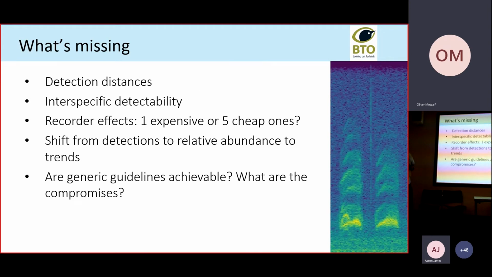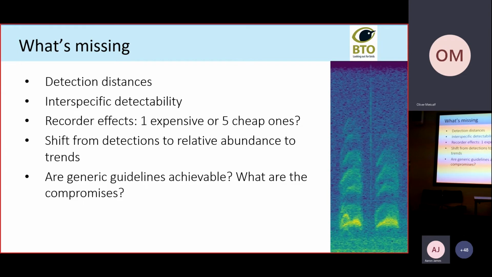So yeah, what's missing? I think understanding more about detection distances, interspecific detectability for these systems. I've heard a bit about recorders. Is it better to have one expensive recorder that has higher detectability, or a network of 5 that can space closer together because they're cheaper? And ultimately moving from just detecting presence, absence to getting some measures of abundance so we can measure trends more accurately.